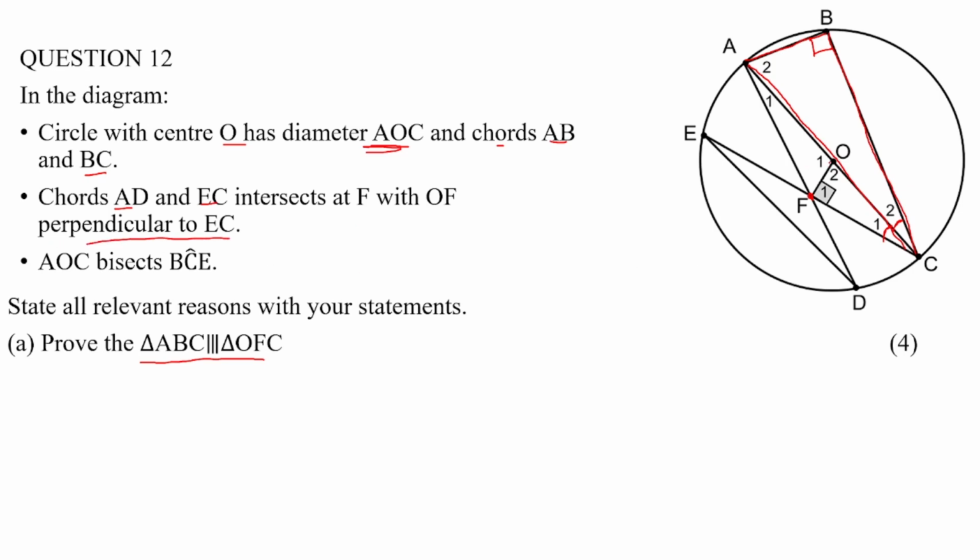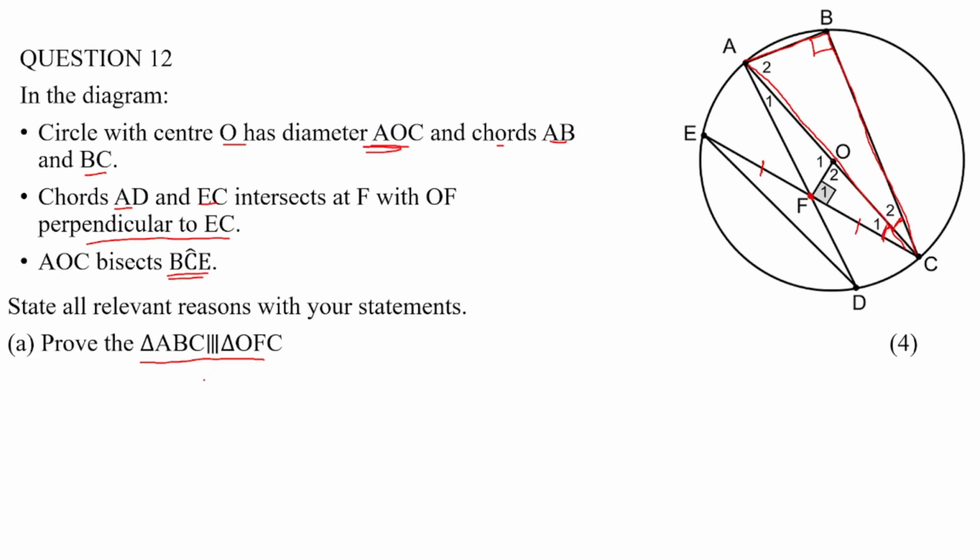If you check, OF is drawn from the center. A line drawn from the center perpendicular to the chord will bisect the chord, so here EF is equal to FC. And then AOC bisects angle BCE, which we have talked about. Angle C1 is equal to angle C2.